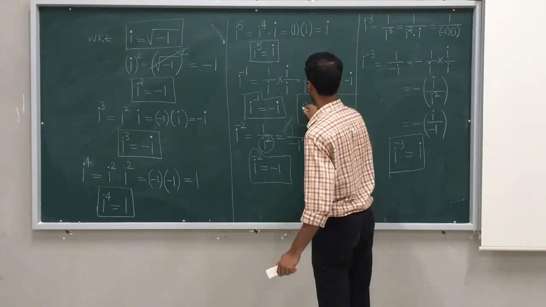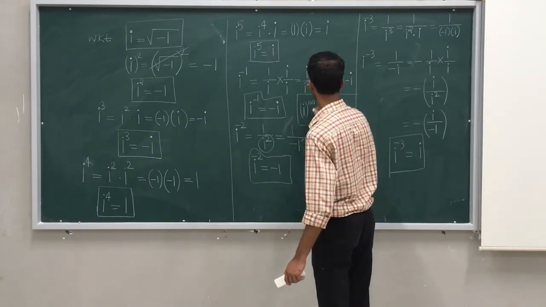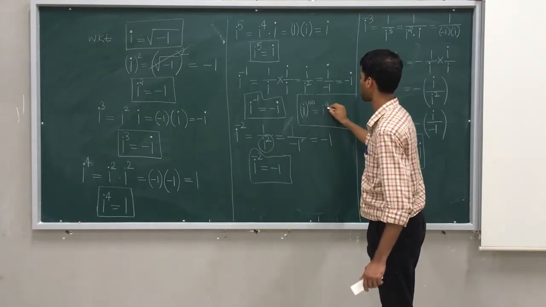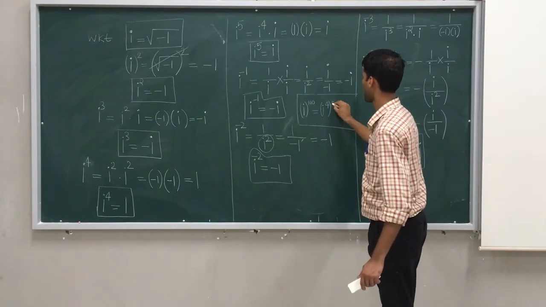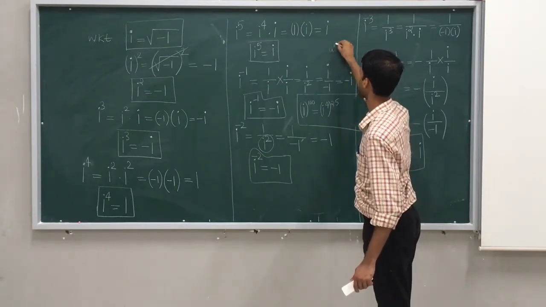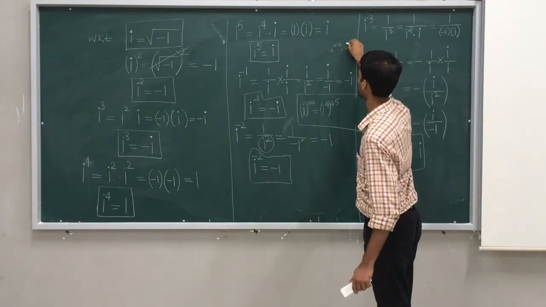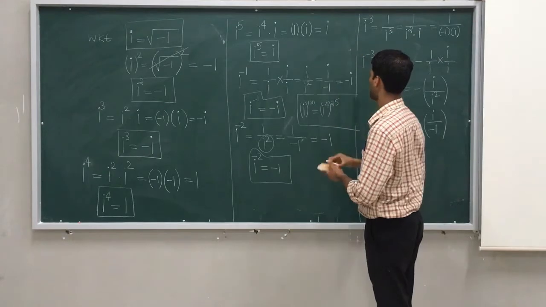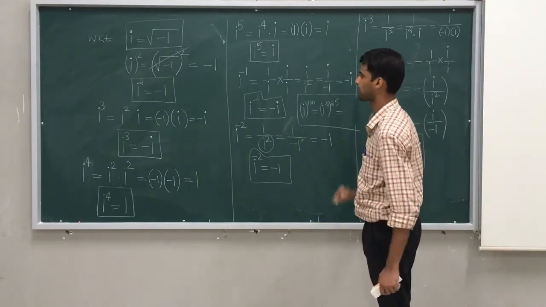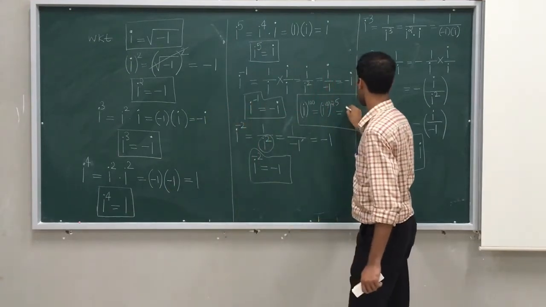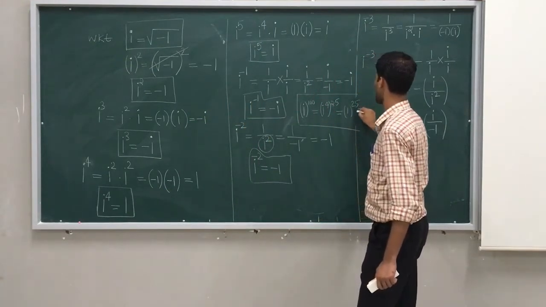i to the power 100 can be written as i power 4 to the power 25, right? Because I know that a power mn can be written as a power m whole raised to n. 25 times 4 is 100. Now, i raised to 4 is 1. It is nothing but 1 raised to 25. What is 1 raised to 25? It is 1.